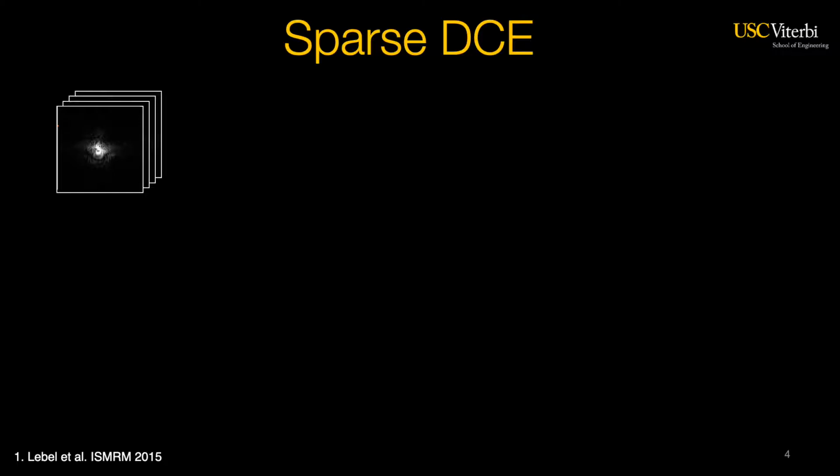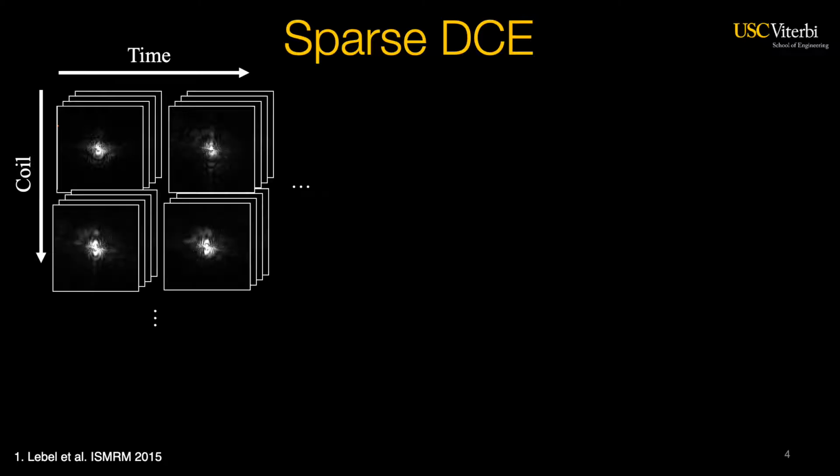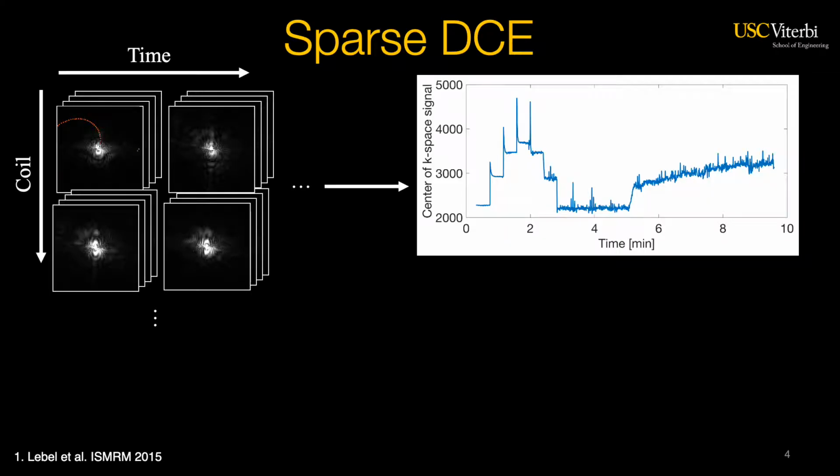In this work, we propose a sparsely sampled DCE MRI pipeline, which starts by acquiring multi-coil k-space data over the course of time by continuously sampling along spiral trajectories which have been rasterized onto a Cartesian grid. On the right-hand side, you can see the evolution of k-space center.